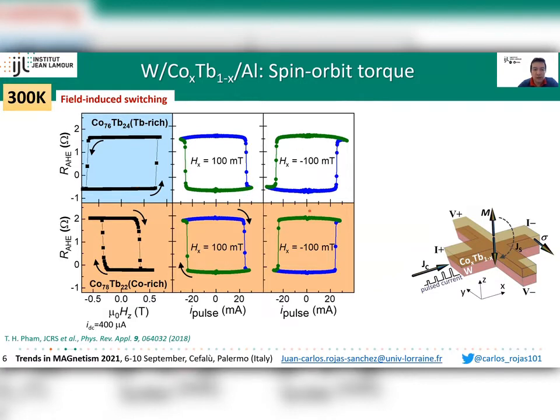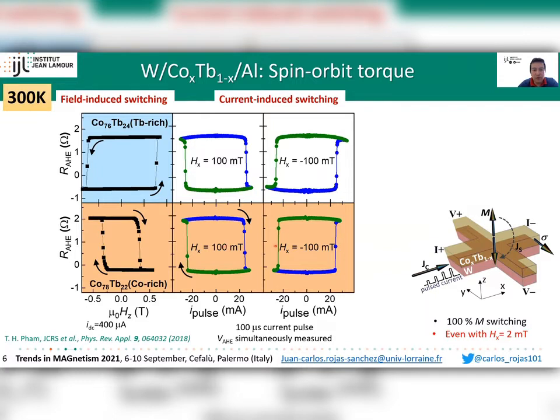Here on the right, in the middle, we have the spin-orbit torque experiment of switching with current. So instead of sweeping a perpendicular field, we sweep an in-plane current and we reverse the perpendicular magnetization of the cobalt terbium ferrimagnet. We can see here that this is 100% magnetization switching. The polarity changes when we change the sign of the small in-plane field. We can switch even with a very small in-plane field, down to 2 millitesla. But something unexpected is that in the terbium-rich case, you can see that this and this have the same switching polarity, and the opposite was expected, like here.